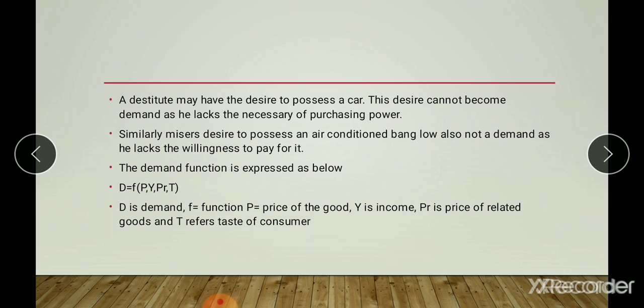The demand function is expressed as below. D is equal to a function of price, income, price of related goods, and T, that is taste and preference. So D is demand, F represents function, P represents price of the good, and Y represents income of the consumer. PR represents price of the related goods, which may be substitute goods or complementary goods. And T represents taste of the consumer.